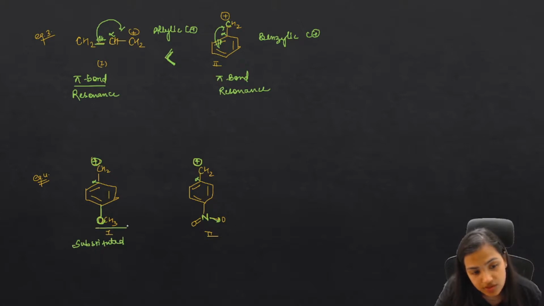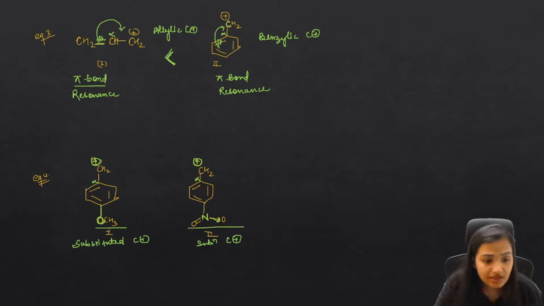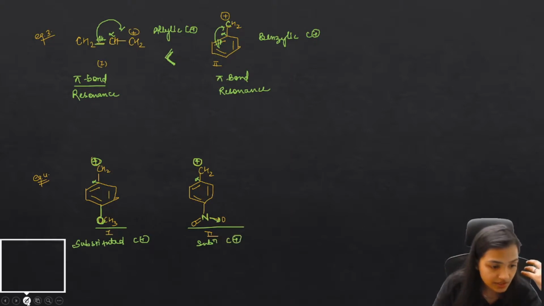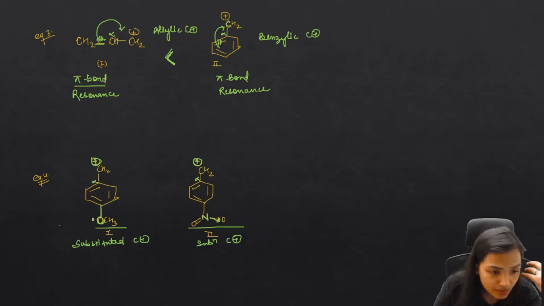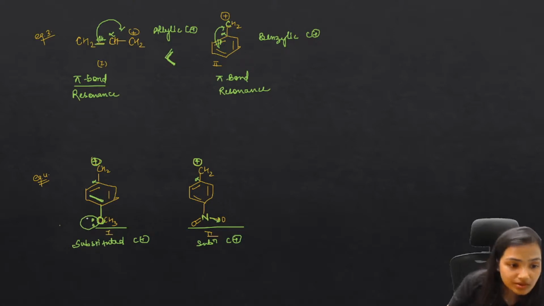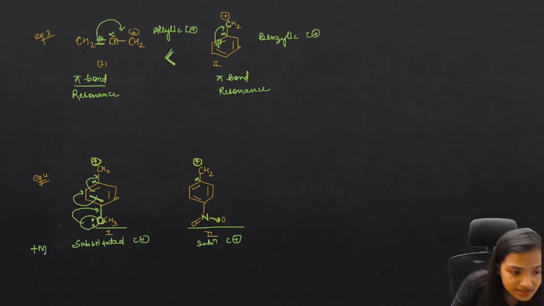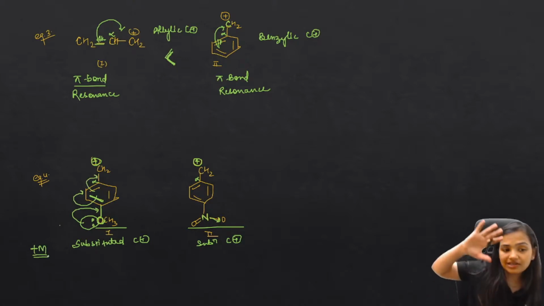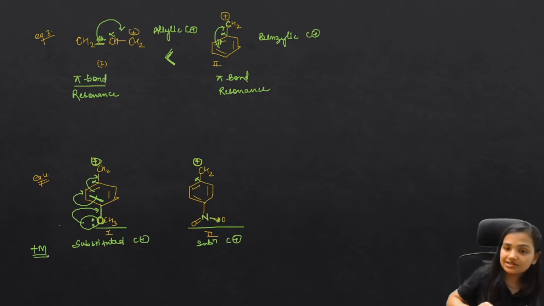Substituted. This is an OCH3 group substituted, and this is also a substituted carbocation. There we have an NO2 group. So what type of substitution do we have? If you see here, over the oxygen we have a lone pair. So this lone pair and a pi bond: who is a better nucleophile? Who is the better donor, a pi bond or a lone pair? The lone pair is a good donor. So this lone pair will give the electron pair to this part, then to this, then to this, and this will ultimately show the plus M effect. Ultimately, the electrons are getting delocalized to stabilize the carbocation.